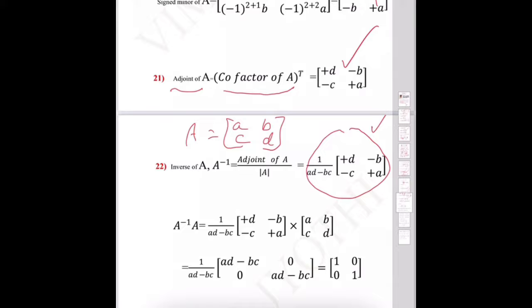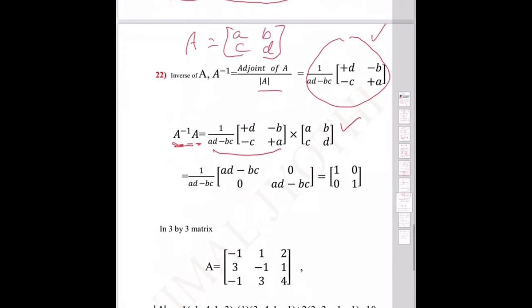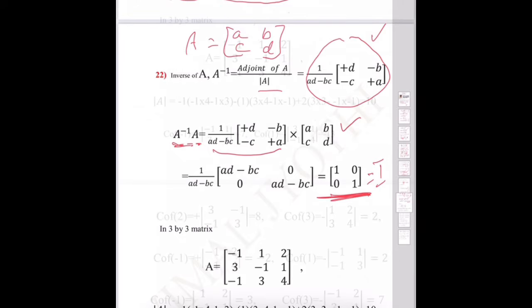The inverse of A is the adjoint of A divided by the determinant. Then A inverse A: this is A inverse, this is A. A inverse A is equal to a unit matrix of order 2. A inverse A equals I. That is very important.